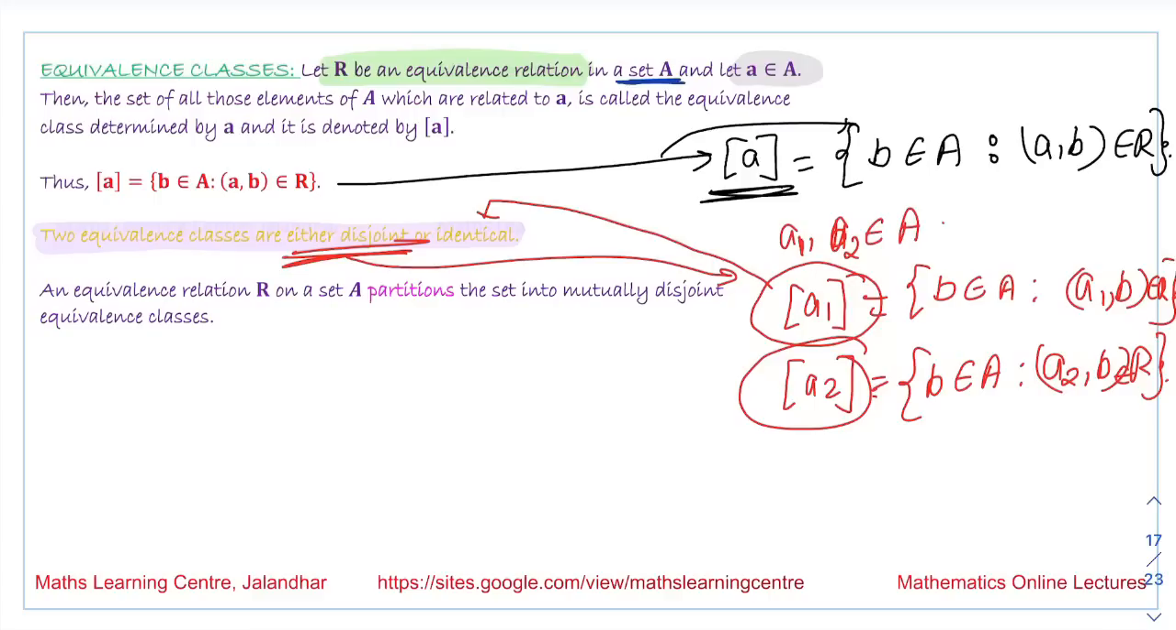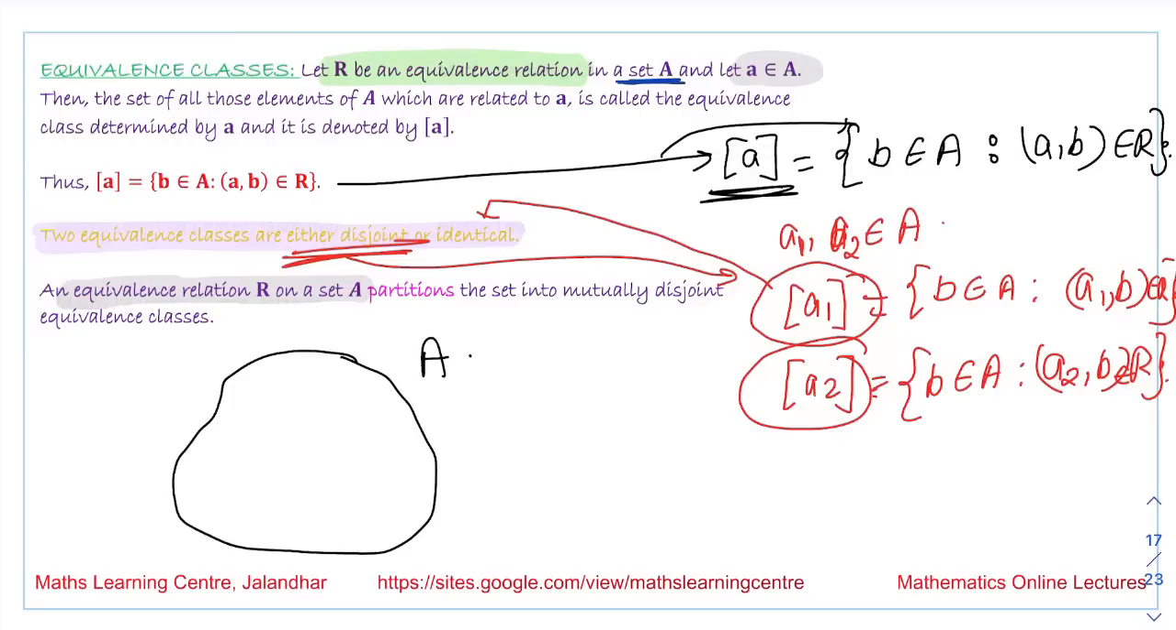An equivalence relation on a set A makes a partition of the given set. Suppose this is the set A given to us. We have chosen any element over here, say a1. Next we have chosen the element a2. Next we have chosen the element a3.